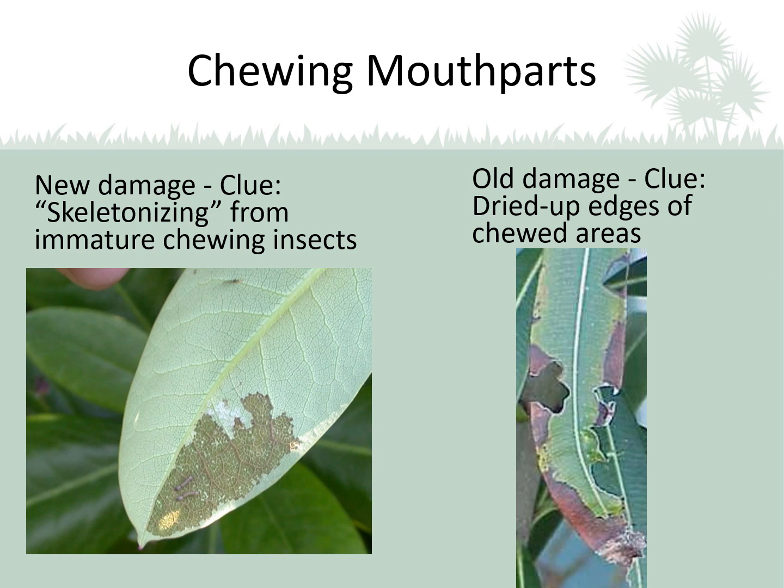New damage with chewing mouthparts is called skeletonizing, which we see here. This is from immature chewing insects. When time passes and this becomes old damage, the clue you see is dried up edges and chewed areas of the leaf.